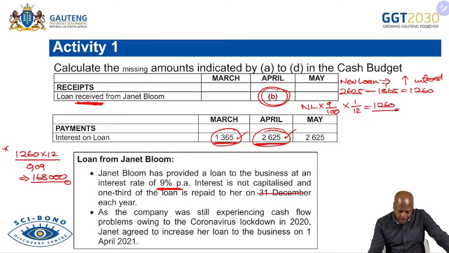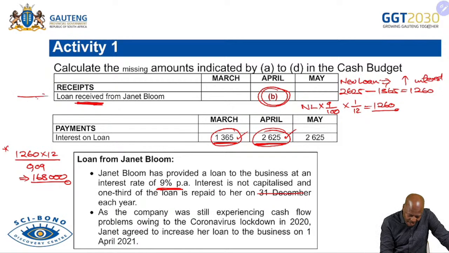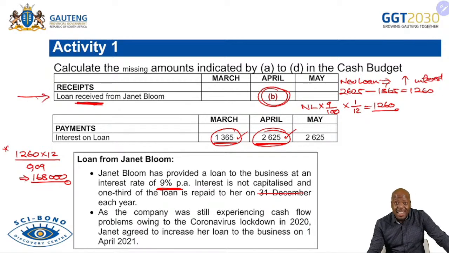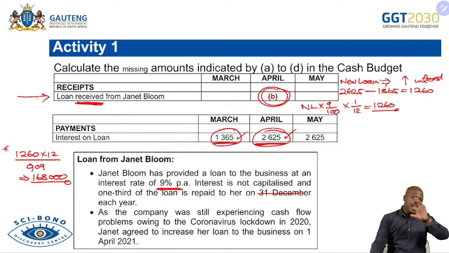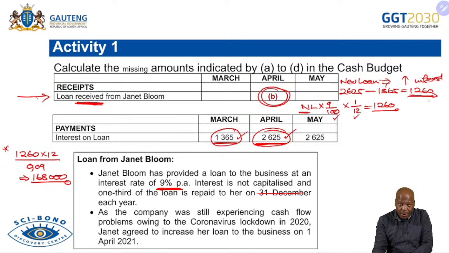168,000. So that therefore becomes the new loan that we have received. The loan received. How much have we received? We received 168,000. The quickest way, as I've said, go back to the interest. Check the difference between the old interest and the new interest. Then you simply solve it and then you get your 168,000.